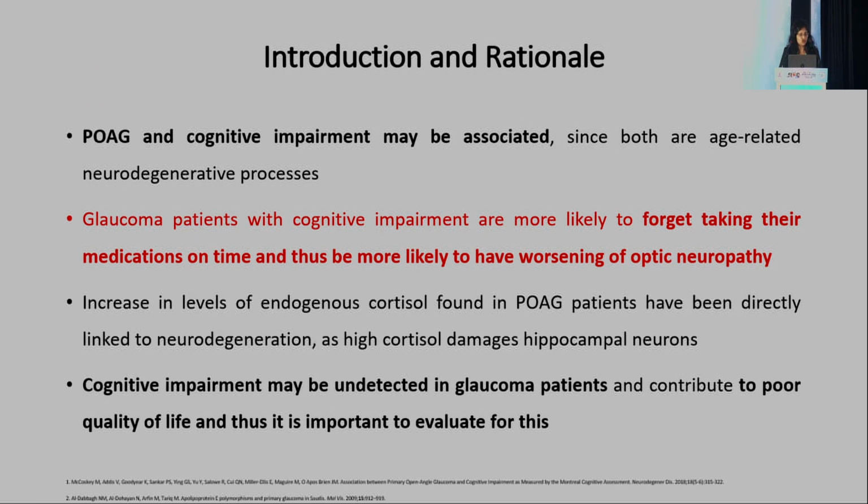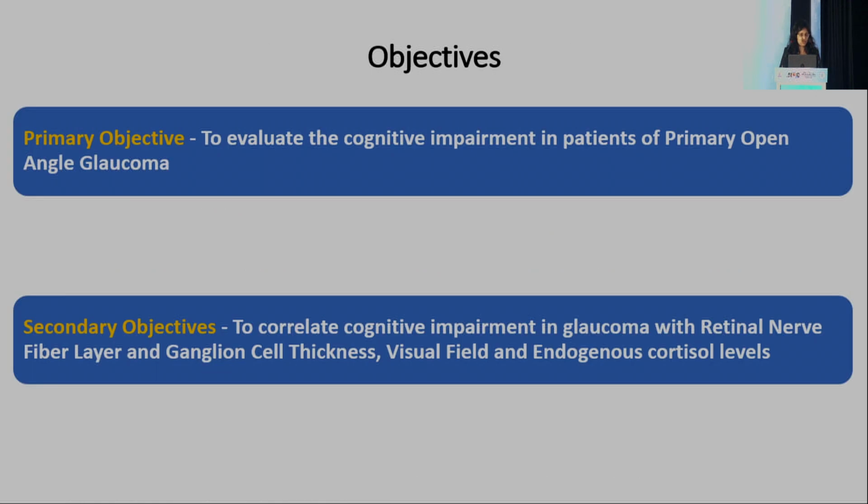Glaucoma patients with cognitive impairment are likely to forget their medications, and that could lead to worsening of their disease. Increase in level of endogenous cortisol found in POAG has also been linked to neurodegeneration, as high cortisol level damages hippocampal neurons. Cognitive impairment may be undetected in glaucoma patients and can contribute to poor quality of life.